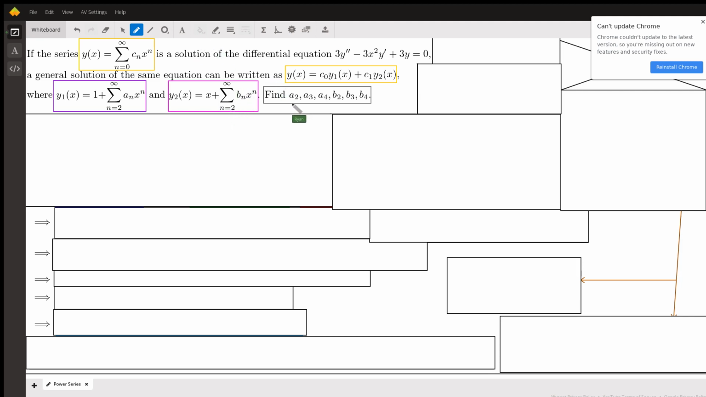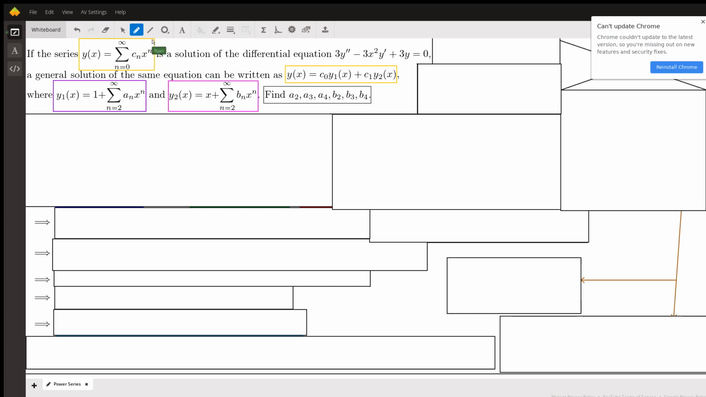So the goal of the problem is to find the first three terms of both an and bn. So a2, 3, and 4, b2, 3, and 4. Before we get started, just a couple of things I want to point out. This c0 and this c1 here are not arbitrary c0 and c1. So unlike a lot of differential equation questions, these are not arbitrary constants. They are literally the c0 and c1 that come from this cn that is given to us.